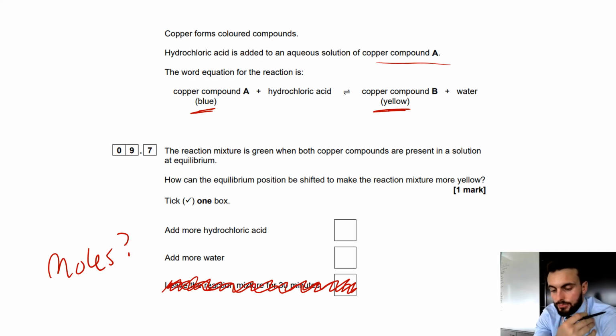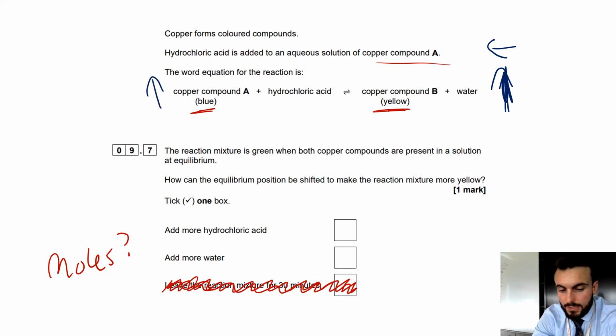moles on each side, how much of something is on each side. If we add more water, that means there's going to be more moles of it on that side. Remember what we said before about equilibrium going the opposite way? That would mean that if we had more water, the equilibrium would go left, so it would start going more towards blue. If we have more hydrochloric acid, that means it favours the left side because there's more moles on that side. So therefore, it's going to push it the other direction, to the right. That means it would make more of the yellow stuff, so it's add more acid.